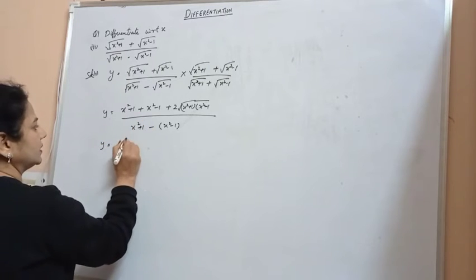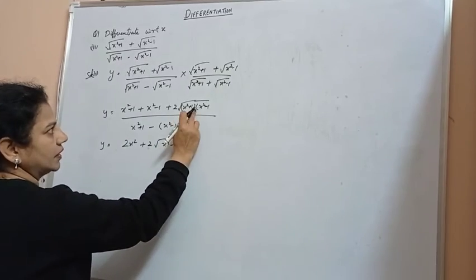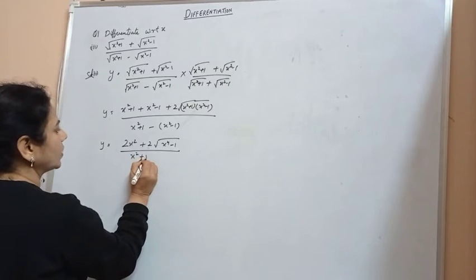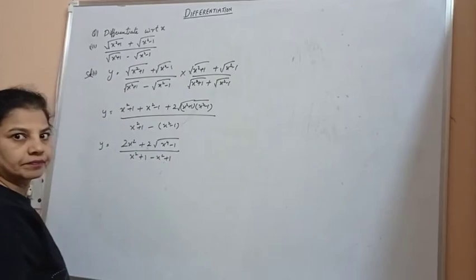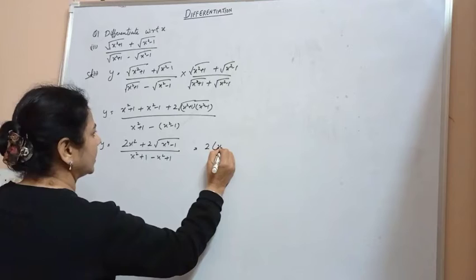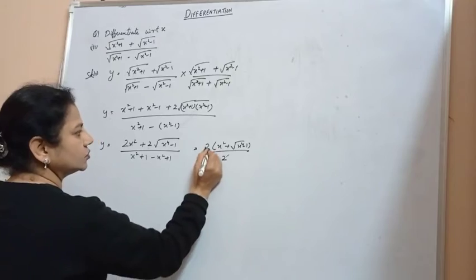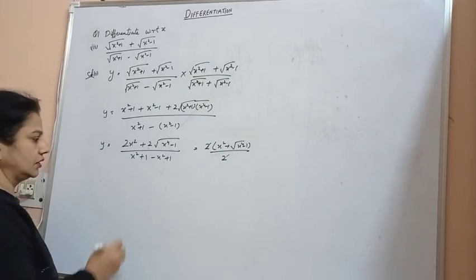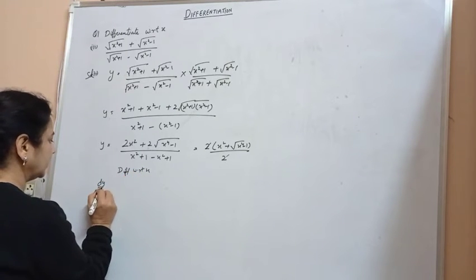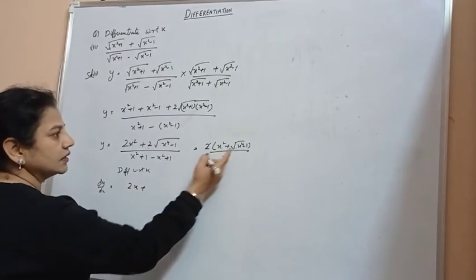This gives me the result as 2x square plus 2 times under root of x to the power 4 minus 1, (a plus b)(a minus b) again. So divided by x square plus 1 minus (x square minus 1). This cancels out. I am left with 2 only. I take 2 common, (x square plus under root of x to the power 4 minus 1) divided by 2. This 2 and this 2 cancel out. Now we differentiate the function with respect to x.